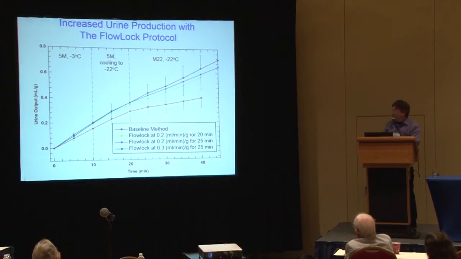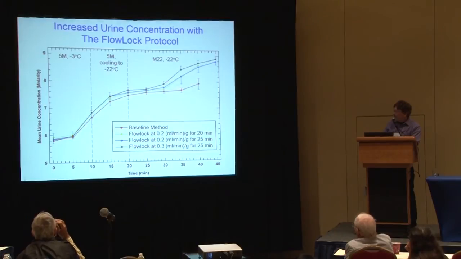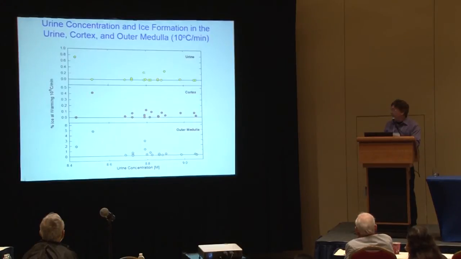And if you lock for a longer period of time or you lock at a higher minimum flow rate, you can do a little bit better. Now, the consequences for the concentration in the urine are significant. So here's our baseline procedure coming up to close to 90% of full strength M22, and then we have the flow lock procedures going up to much higher and more promising levels.